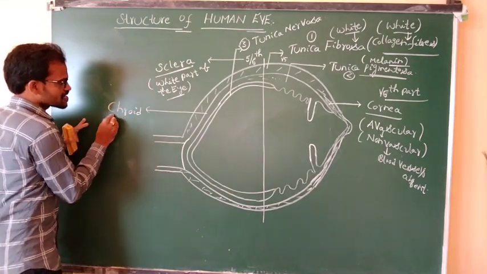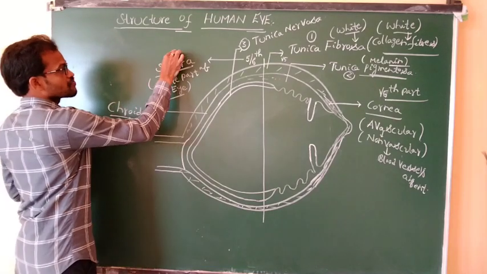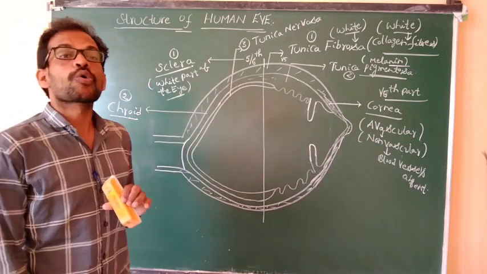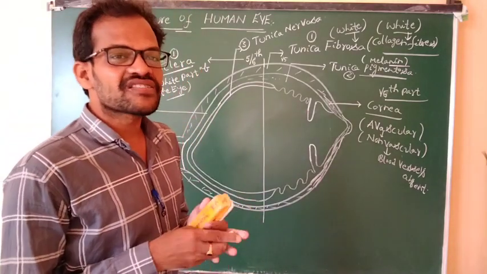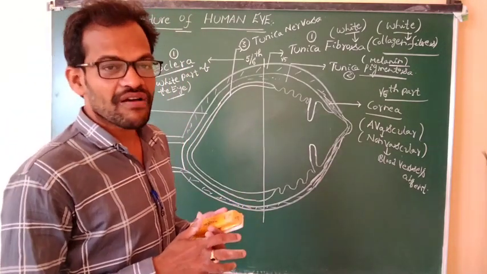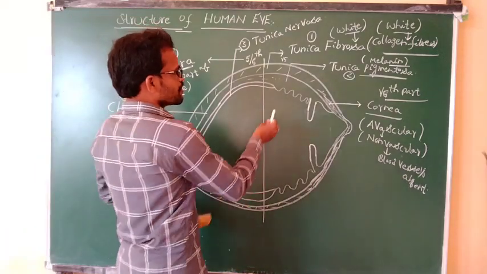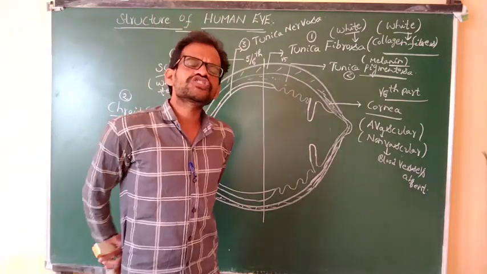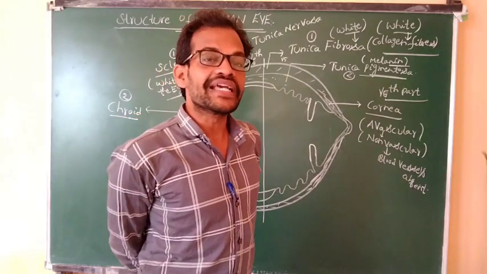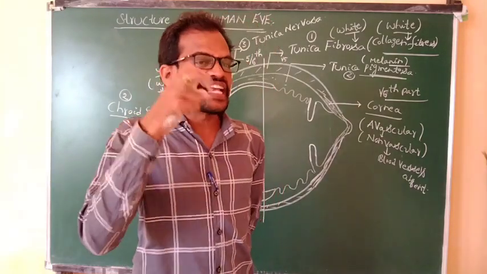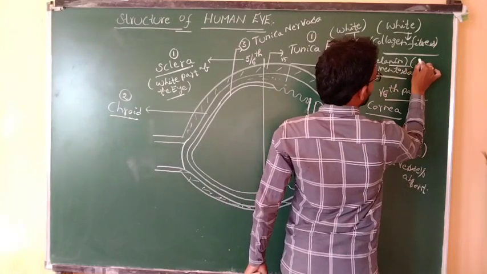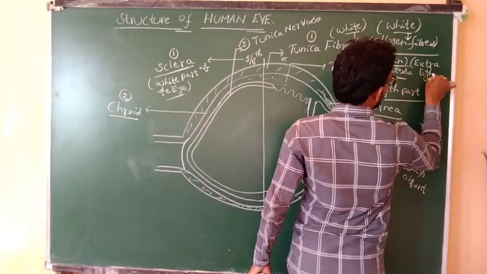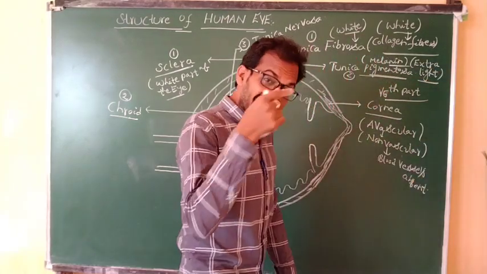What is the second part of the eye? The first one is sclera. The second one is choroid. Choroid means it consists of blood vessels. The tunica pigmentosa consists of melanin pigment. What is the function of the melanin pigment? It receives extra light.